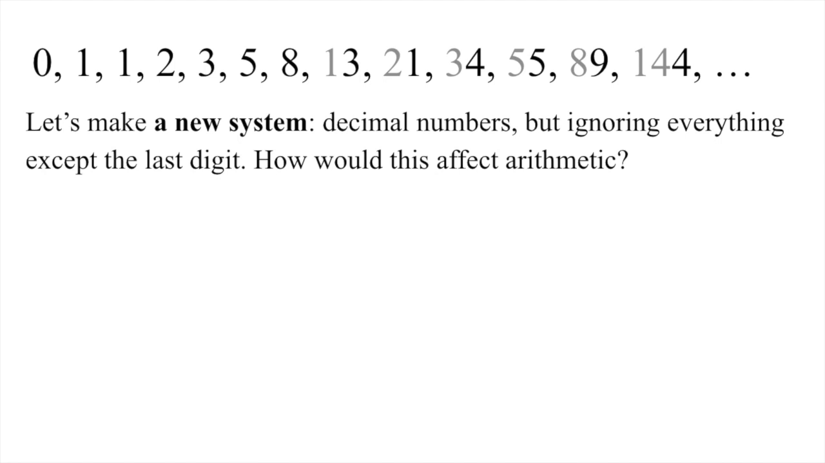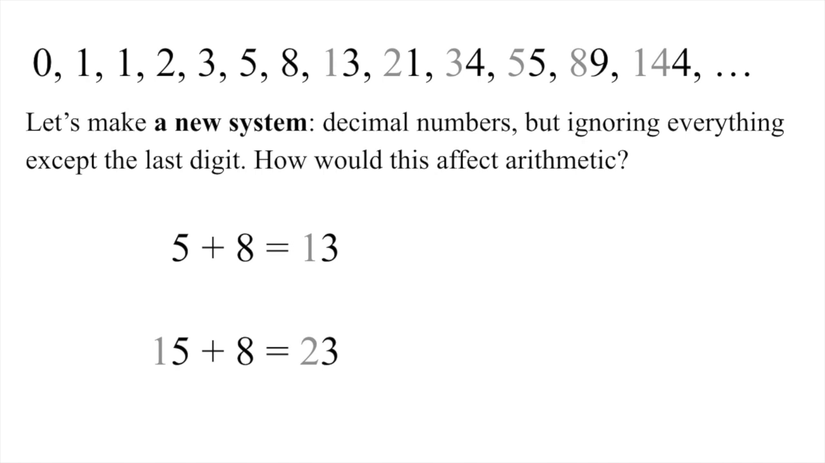Let's try it out. Let's add 5 plus 8, for example. We know that 5 plus 8 is 13, but in this new system, all we care about is the last digit, so we have that 5 plus 8 equals 3. Let's test this some more. 15 plus 8 should give us the same answer as 5 plus 8, because 15 is equal to 5.